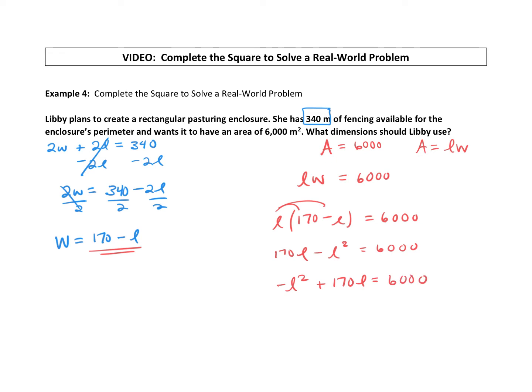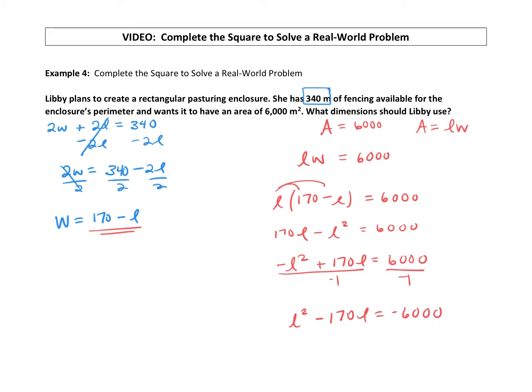And now let's use that method of completing the square. The one thing for completing the square is you do want your squared term to be positive. So what we can do here is just divide both sides of the equation by -1. Basically, every single term divides by -1. We also could multiply every single term by -1 and get the same result. That's going to leave us with a positive L squared, a negative 170L, and a negative 6,000.